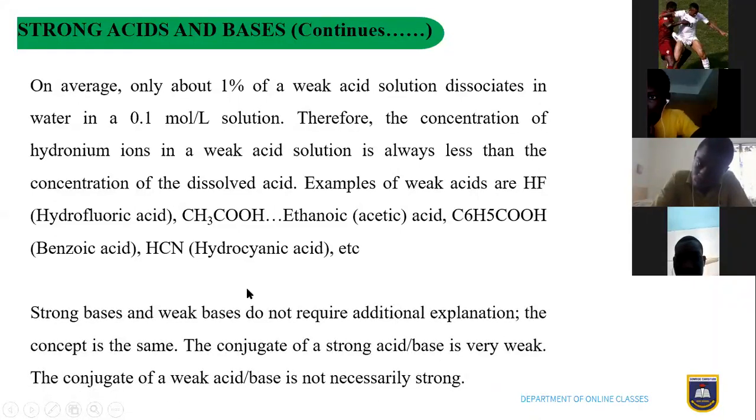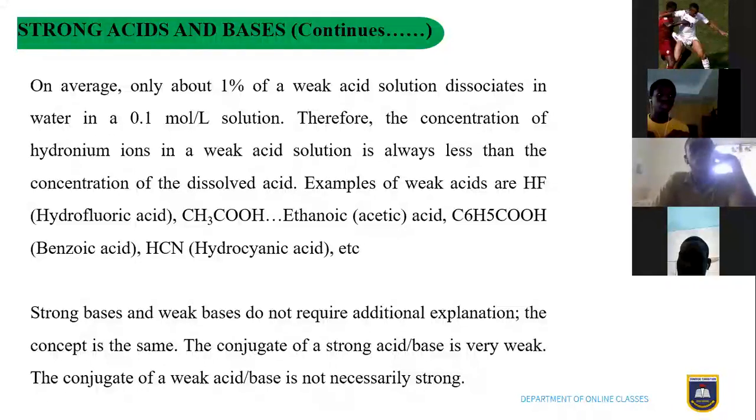Now, examples of weak acids are HF, that's hydrofluoric acid, CH3COOH, that's ethanoic acid, what we call acetic acid. We have C6H5COOH, that's what we call benzoic acid. These are organic acids. And then we have HCN. That one is not an organic acid, it's an inorganic acid. We call it hydrocyanic acid, hydrogen cyanide.